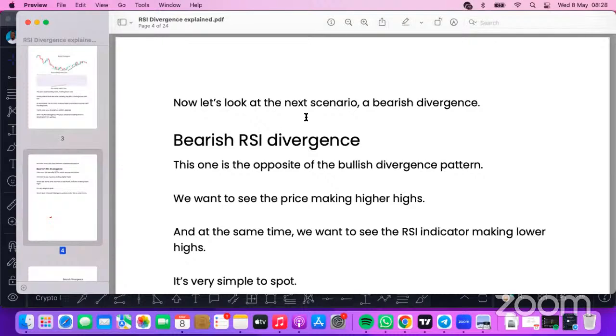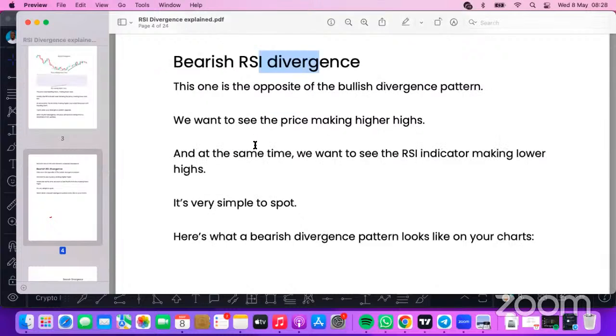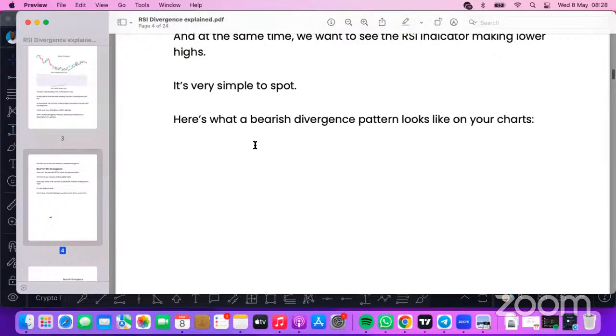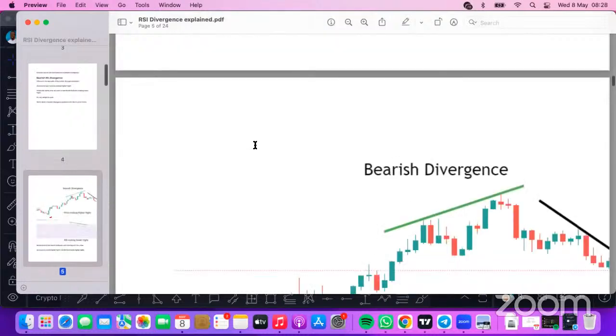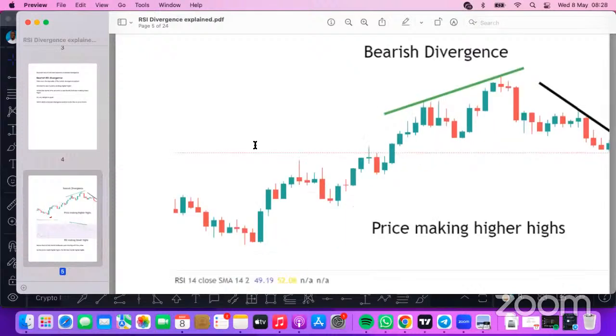Now let's dive into a bearish divergence. How do you see that the market is going to go down? This one is the opposite of the bullish divergence pattern. We want to see the price making higher highs, and at the same time we want to see the RSI indicator making lower highs. It's very simple to spot. Here is how a bearish divergence pattern looks. The price is making higher highs, like you see above here.